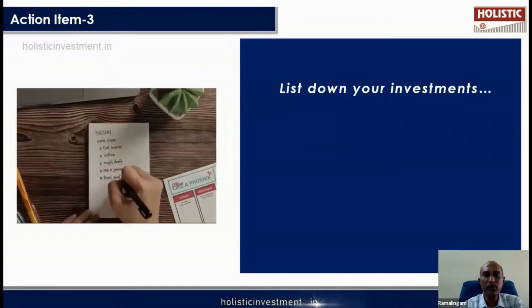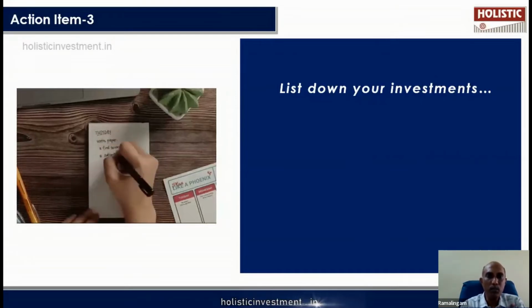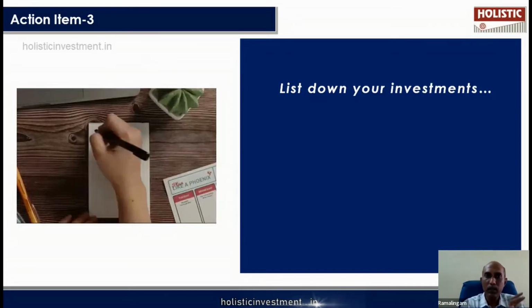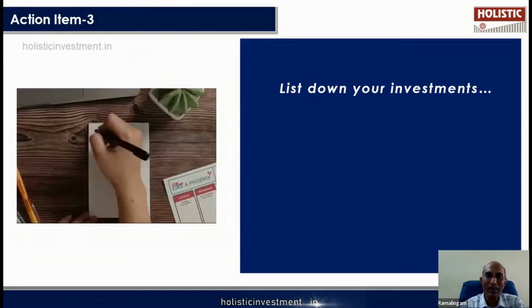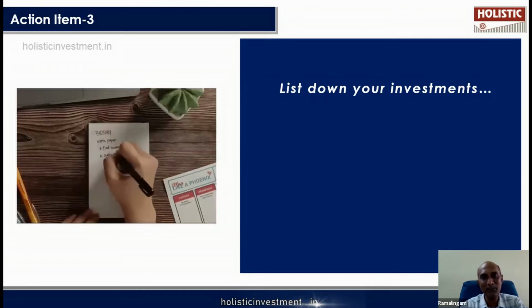At times people think investing in FD, bonds, or the post office monthly income scheme seems to be a very safe option, no risk. But investing in FD has very low return, and because of that you will not be able to beat inflation. Not beating inflation is another risk.